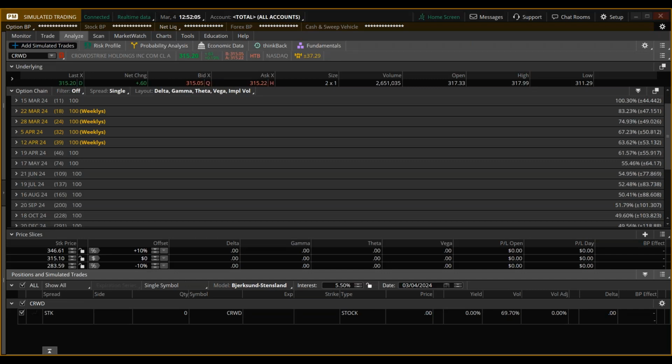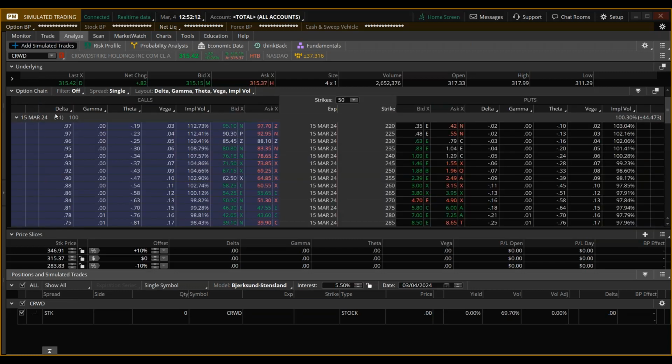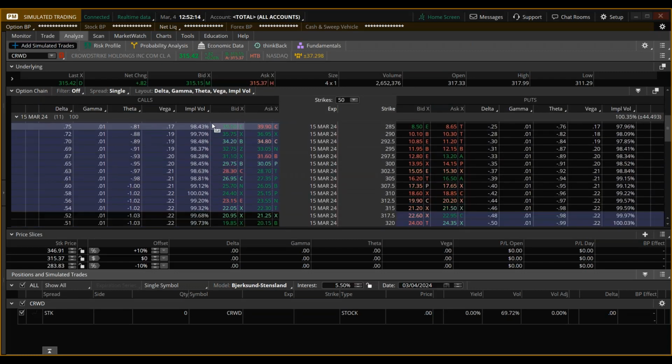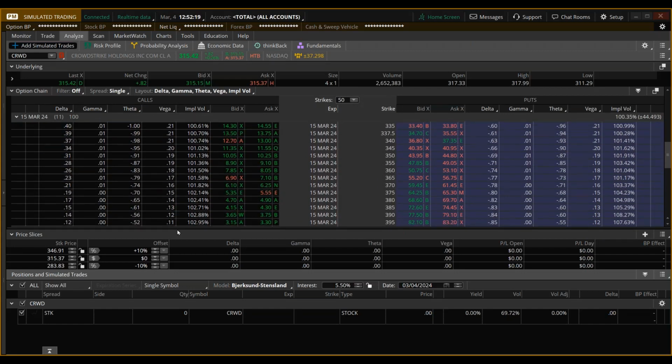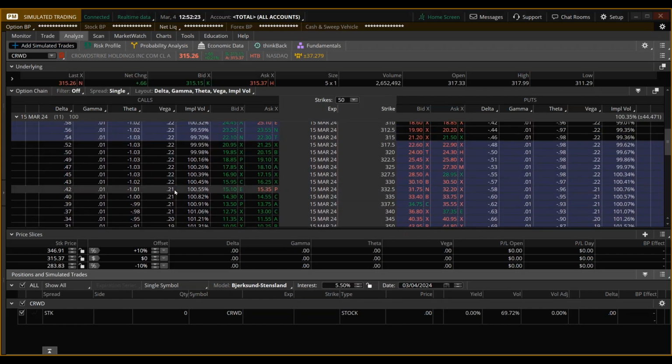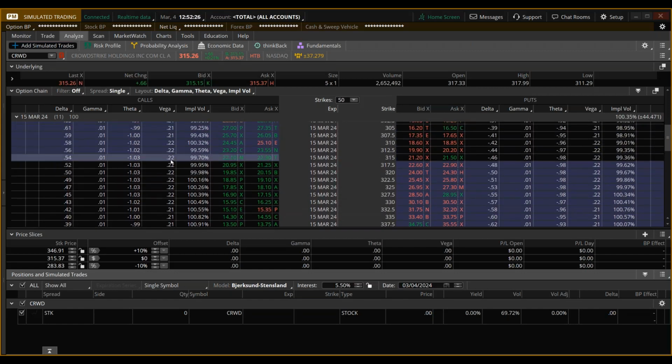Let's go look at, for example, CRWD right here, right now, and we've got Vega on here. You can see that as we move away from the at the money, the Vega goes down. When we look at the Vega of options that are close to the price of the stock, that is when Vega is at its highest.